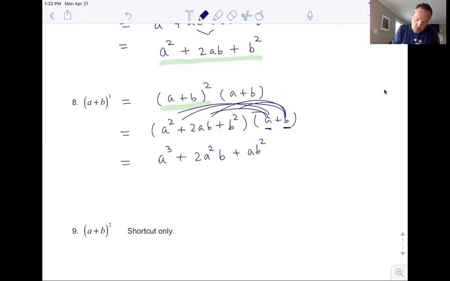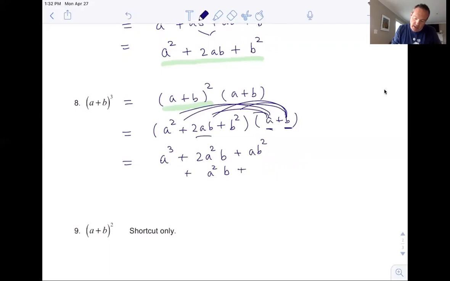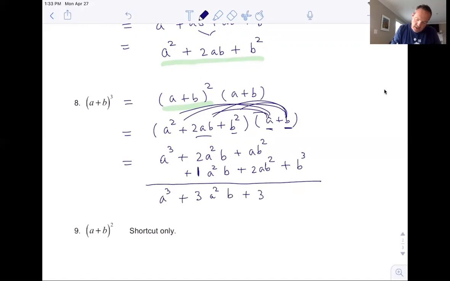So b times a squared would be a squared b. And I'm going to write it right underneath. I'm going to kind of stagger these. I think you're going to see why in a minute. b times 2ab is 2ab squared. And then finally, b times b squared would be b to the third. And the middle terms add up again. You can see they're like terms. I'm going to call that a 1 there, right? So if I add this up, it's a cubed, 3a squared b, 3, because 1 and 2 gives 3, ab squared, and then b to the third, or b cubed.